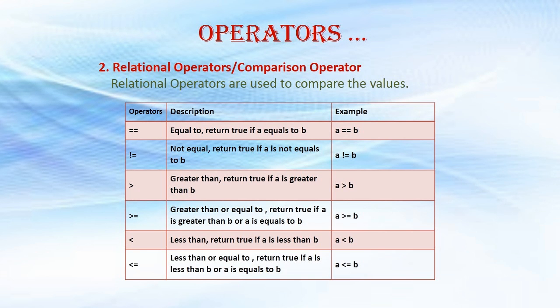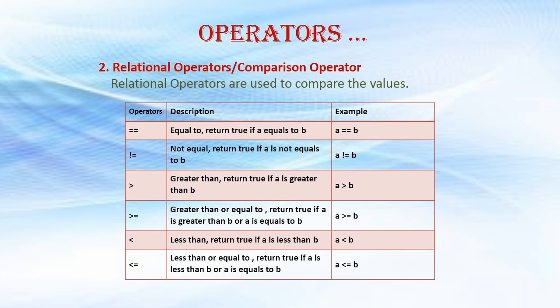Okay, so the next type is relational operator or comparison operator. Relational operators are used to compare values. For example, double equals returns true if a is equal to b. If it is written a == b, it means the values of a and b are equal; basically it will compare the values of a and b. And exclamation mark followed by equals, !=, means not equal to: a != b means a is not equal to b.